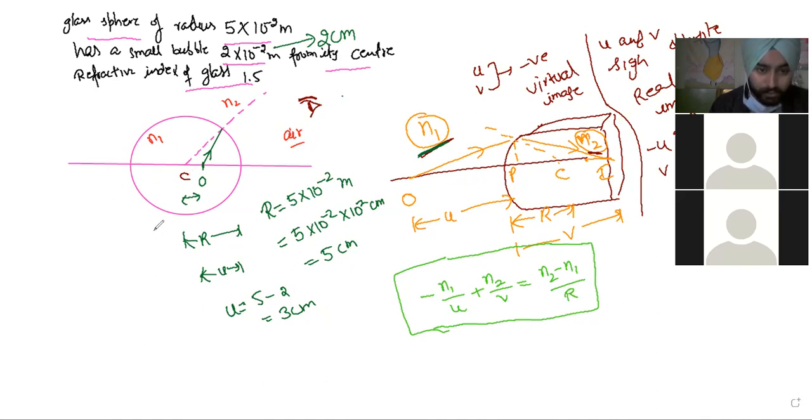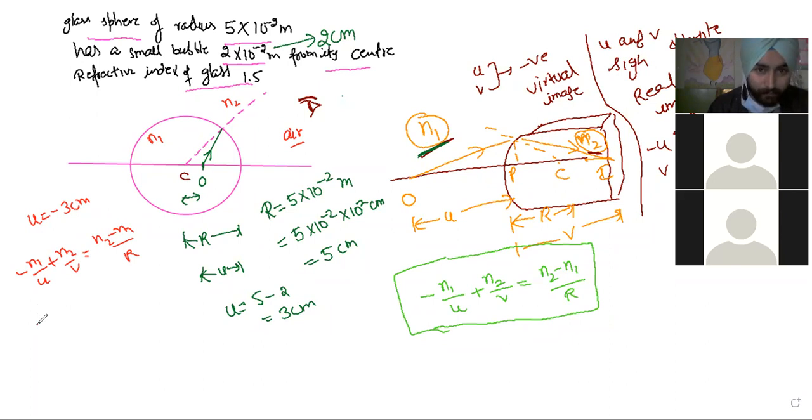So if we use this formula, what is the value of U? Your U is equal to minus 3 centimeter. Is this clear? We have to calculate the value of V. R is given to us, so we just apply this formula, that is equal to minus N1 by U plus N2 by V, that is equals to N2 minus N1 by R. So this value, ये आपकी कितनी वैल्यू आएगी?